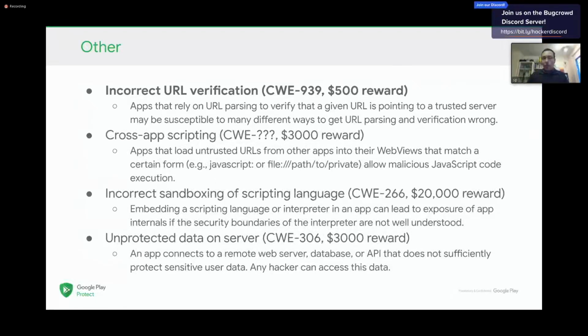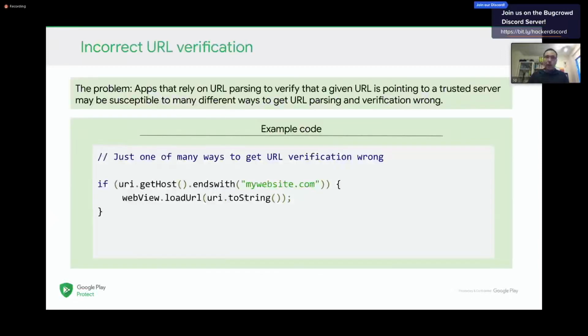Unprotected data on the server. We pay out $3,000. It's not really an application security problem. It's more like a server configuration problem, but we don't distinguish between those. That's the other category. So, incorrect URL verification.